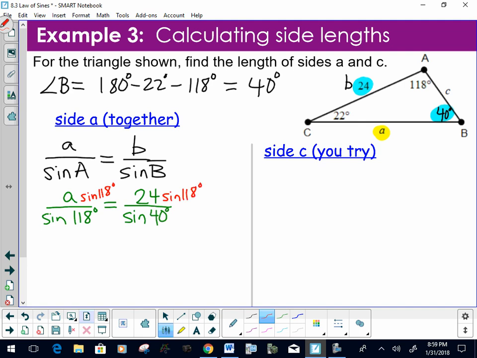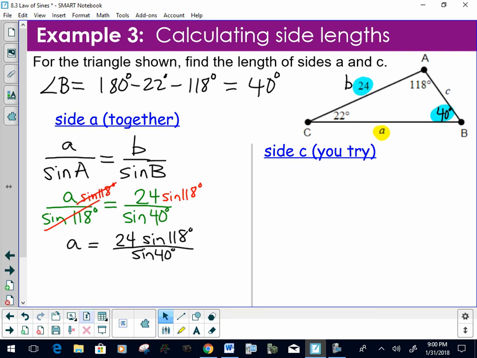And remember, you can manipulate that equation as long as you're doing the same thing to both sides. So this side would cancel or reduce, and we would be left with a equals 24 sine 118 degrees over sine 40 degrees. Our calculator can calculate that for us. In some calculators, you have to be a little bit careful to make sure that you put a parenthesis after the angle that's in the sine. Same with down here. So just be careful about that. Sometimes that can cause issues.